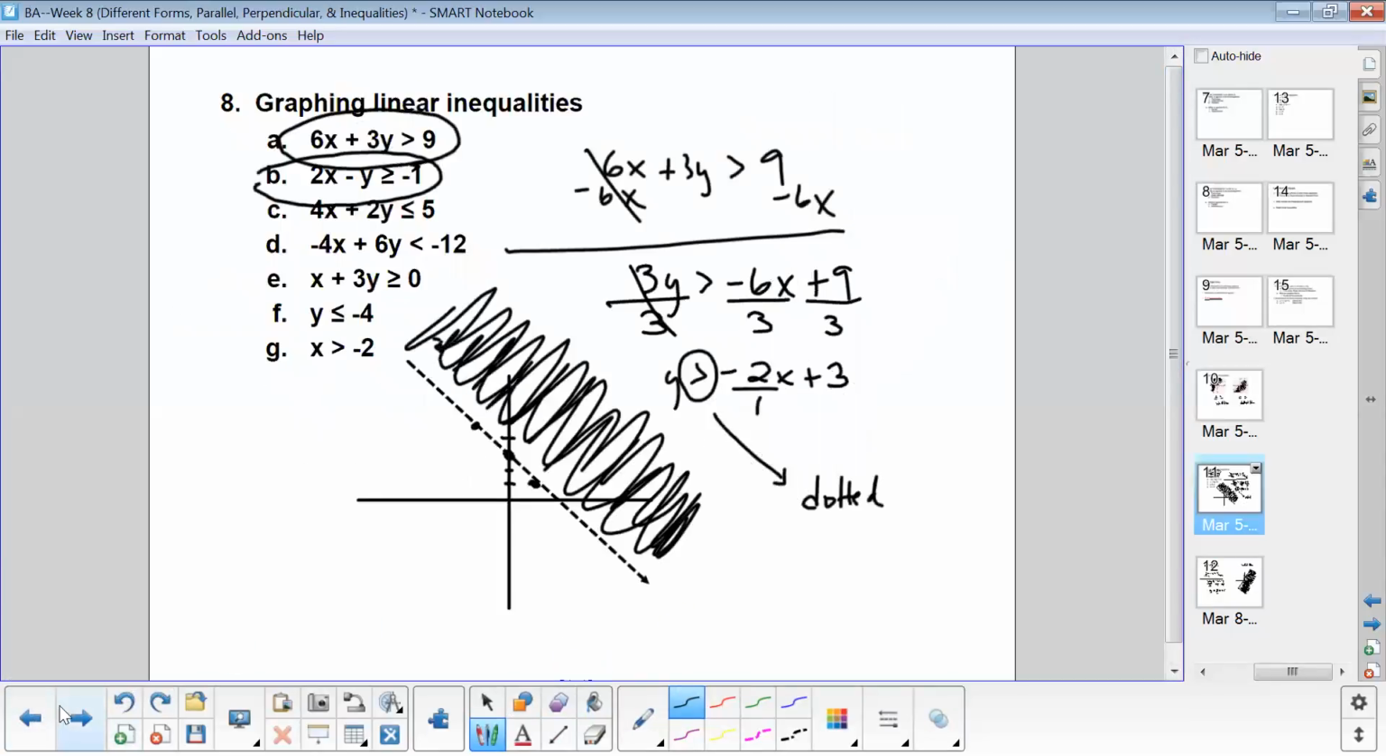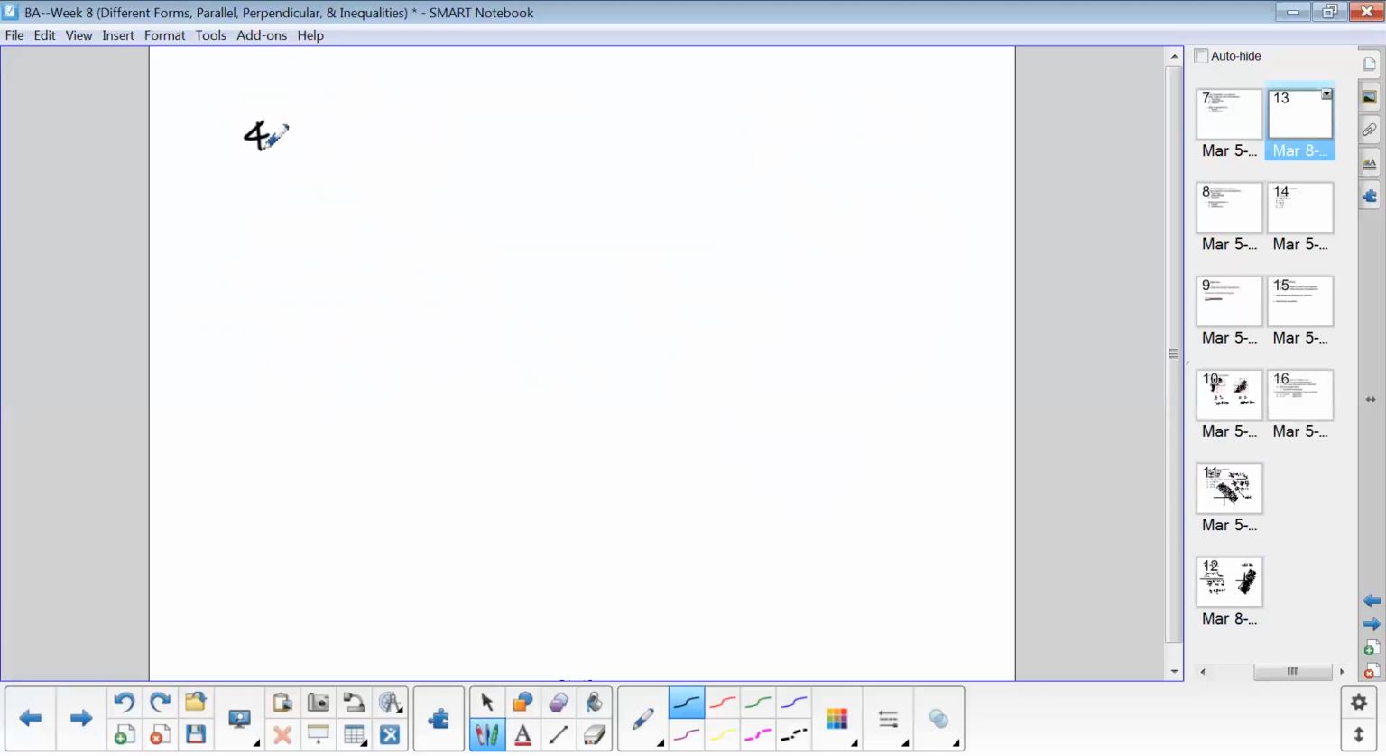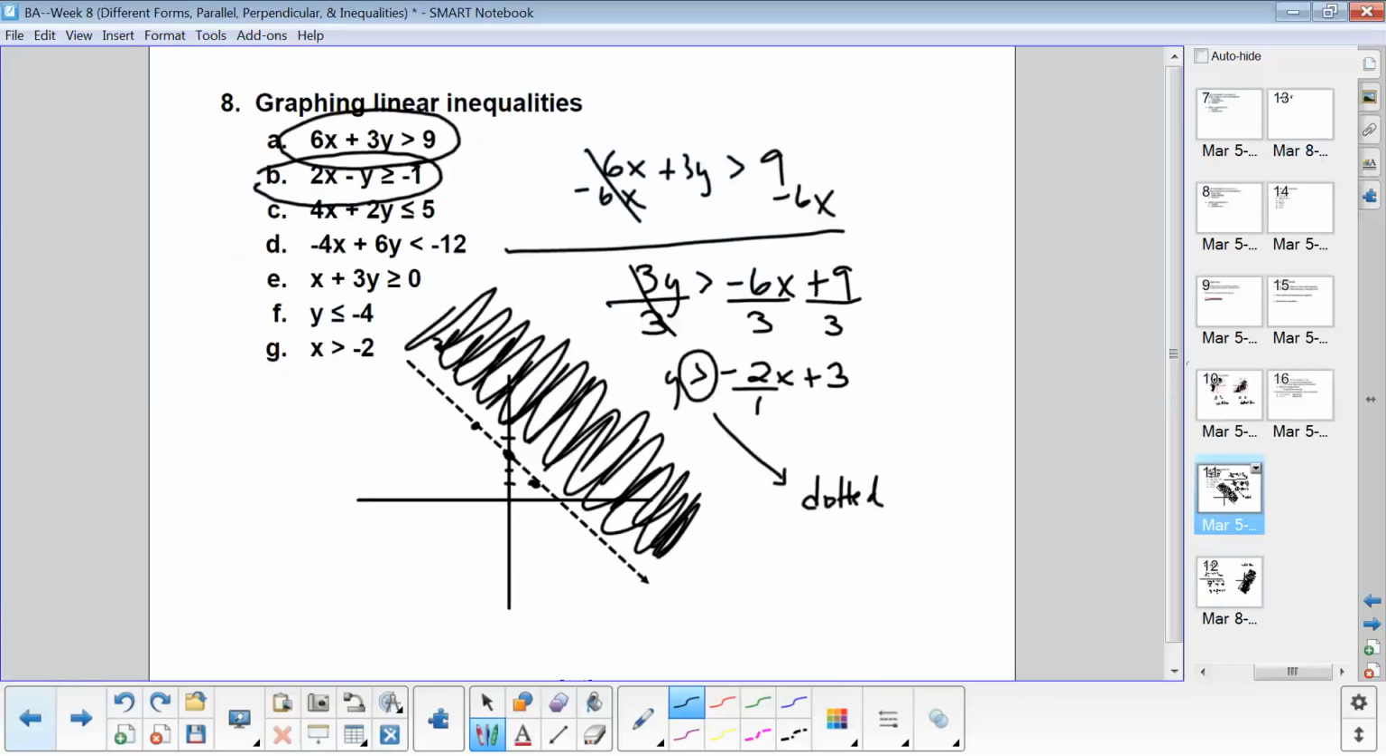So the next one would be 4x plus 2y is less than or equal to 5. That is part C.